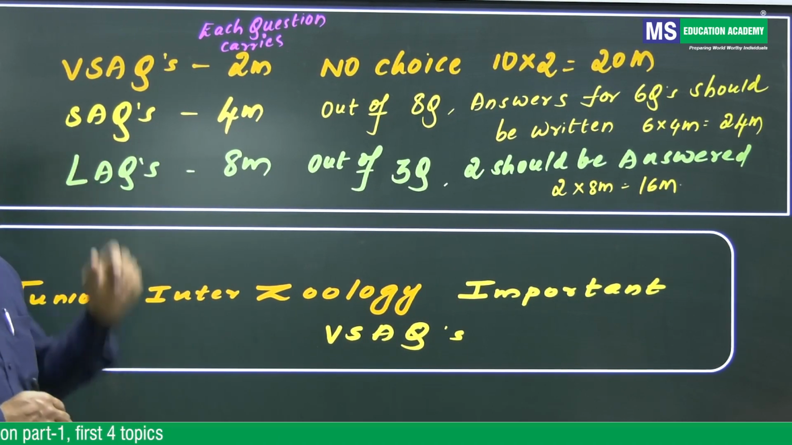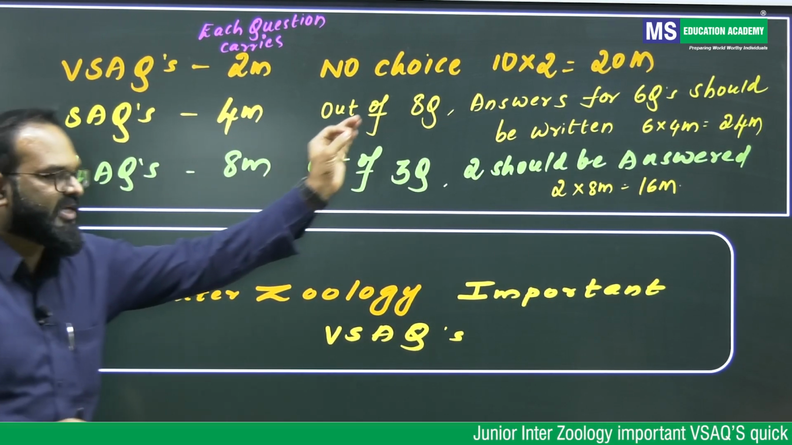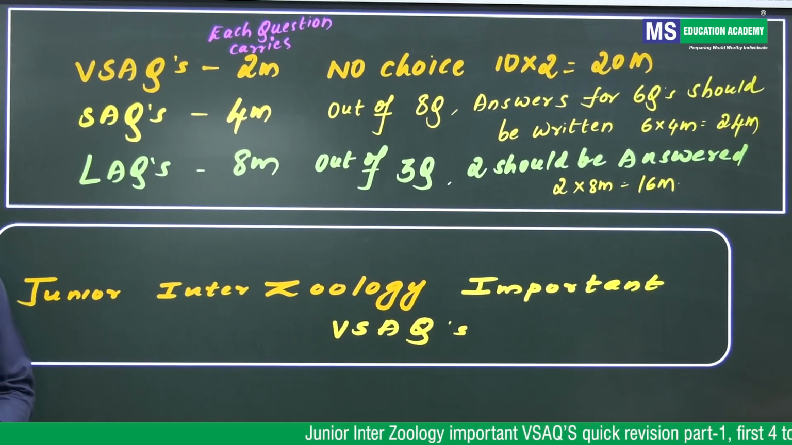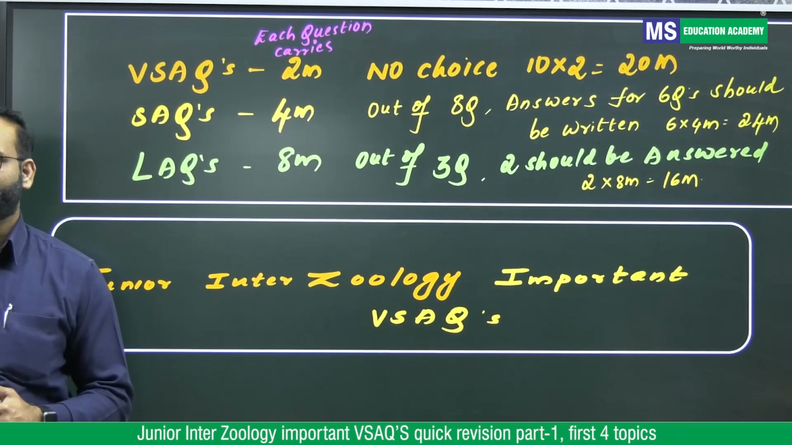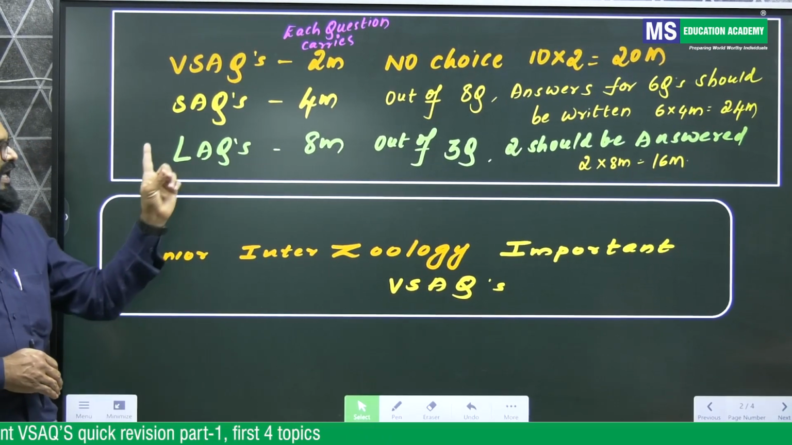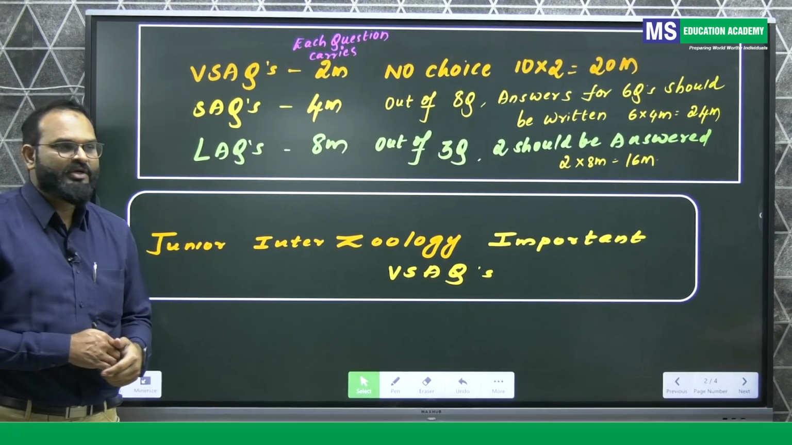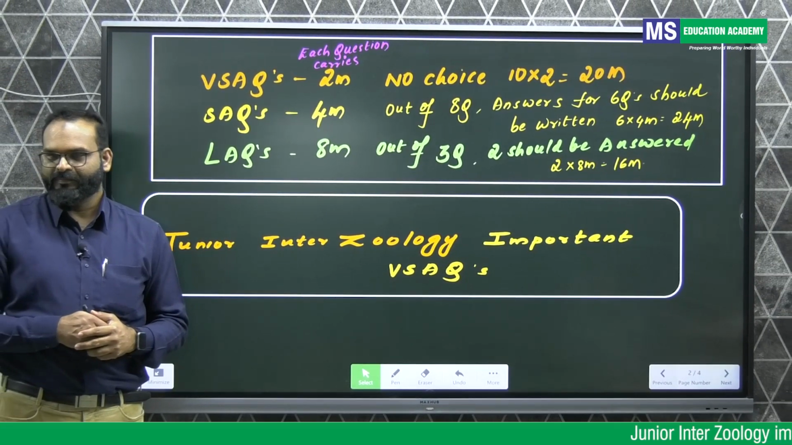Now in section 2, short answer questions. 8 questions will be given. There will be an internal choice. Out of those 8 questions, you need to answer 6. Each answer carries 4 marks. 6 into 4, 24 marks.